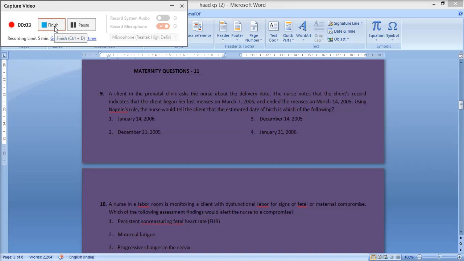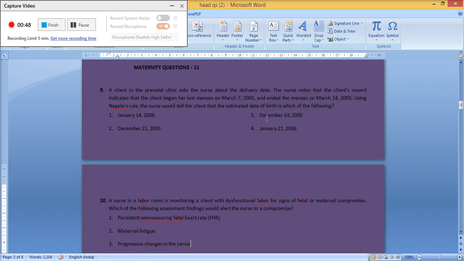Maternity question 9. A client in the prenatal clinic asks the nurse about the delivery date. The nurse notes that the client record indicates that the client began her last menses on March 7, 2005 and ended the menses March 14, 2005. Using Naegele's rule, the nurse would tell the client that the estimated date of birth is which of the following: 1. January 14, 2006, 2. December 21, 2005, 3. December 14, 2005, 4. January 21, 2006. The correct answer is 3. December 14, 2005.